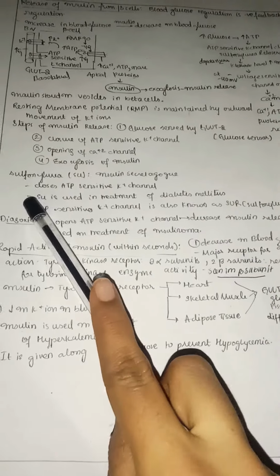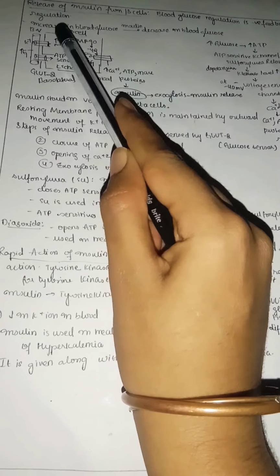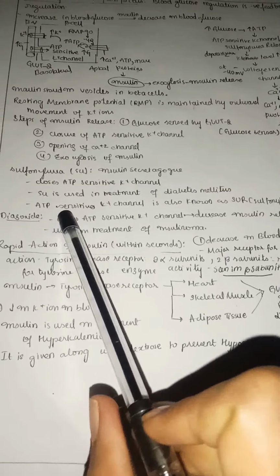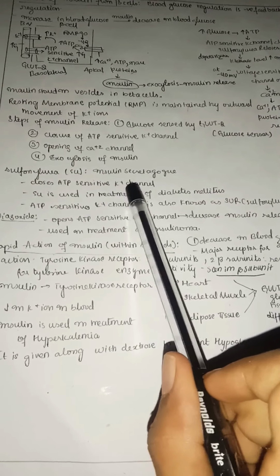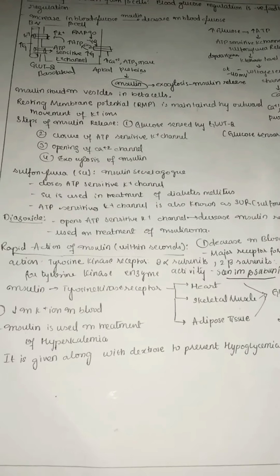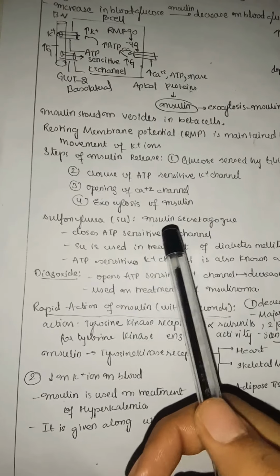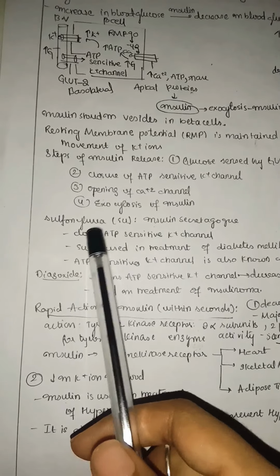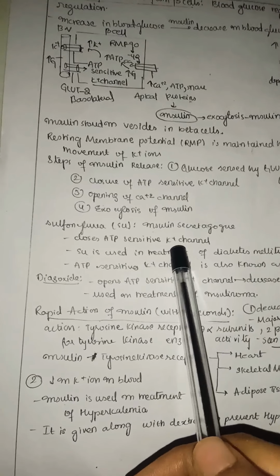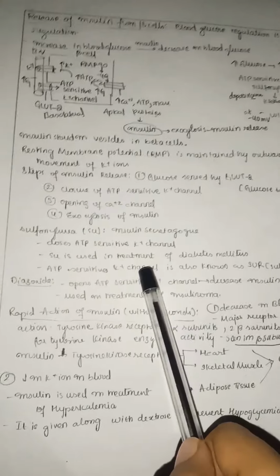Next, I said this potassium channel is called the sulfonylurea receptor. Why? Let us understand the reason now. This sulfonylurea is actually also called an insulin secretagogue. Why is it called an insulin secretagogue? Let us see. Mainly it closes the ATP sensitive potassium channel, and sulfonylurea is used in the treatment of diabetes mellitus.